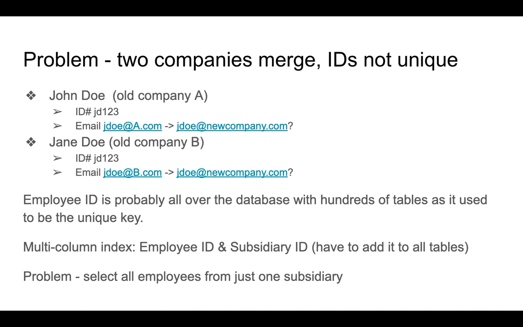One option is, again, a multi-column index. So you could have employee ID and their subsidiary ID. If it used to be a.com, maybe you have JD123-A and JD123-B. But then again, you have to add that to all the tables. And do you add it to all the users? What about new users? Would they be JDoe-N or something like that? I don't know. These are hard problems to fix, and they're ones that you need to consider when you are creating your database.